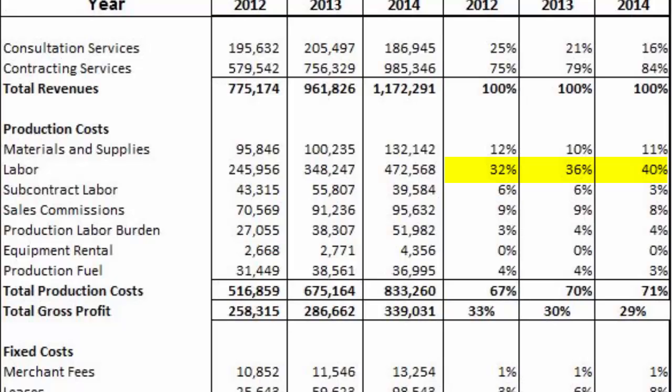When we see the percentage of labor increasing year over year as it is here, we know that we have a labor efficiency problem. This means that the labor force is growing less efficient. Less work is being performed per labor hour. People are being hired faster than sales are increasing. Or people are getting raises or more employee benefits without offsetting benefits, etc.